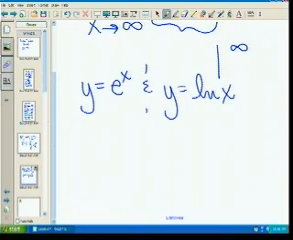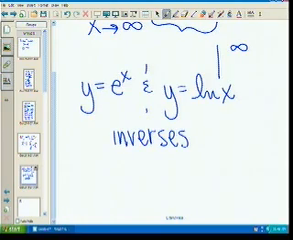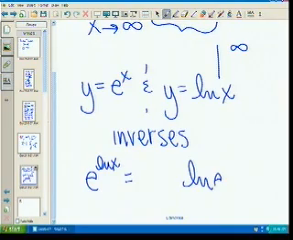Just a little bit of background. What do we know about y equals e to the x and y equals natural log of x? They are not reciprocals, but inverses. These are inverses of each other. Because they're inverses, we know that e to the natural log of x is something, and the natural log of e to the x is something. So we're composing these two functions.